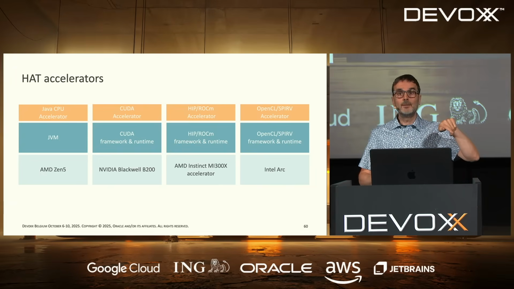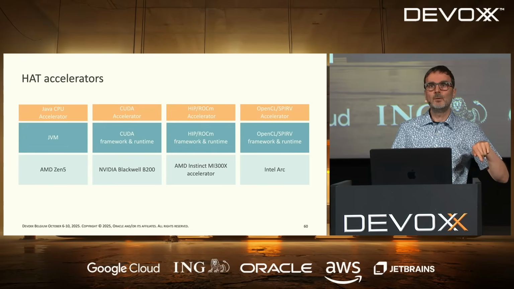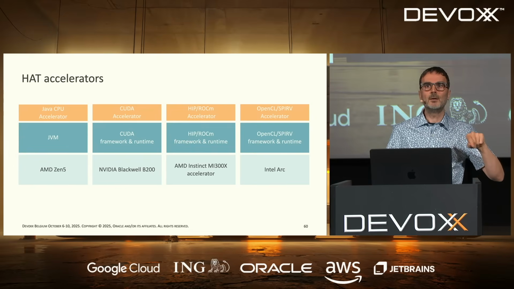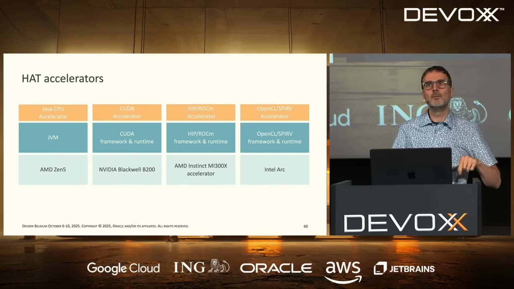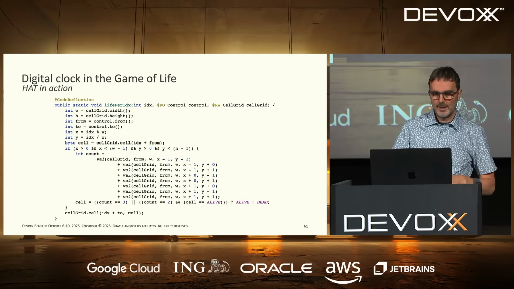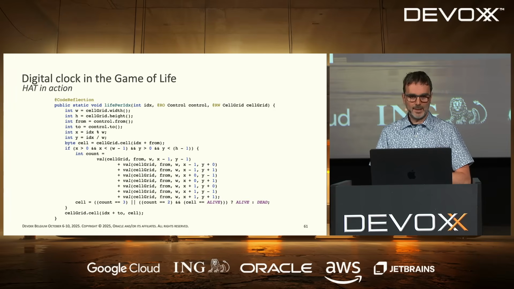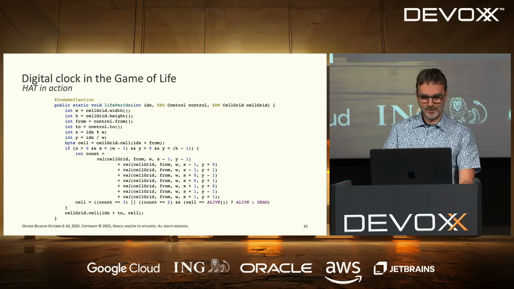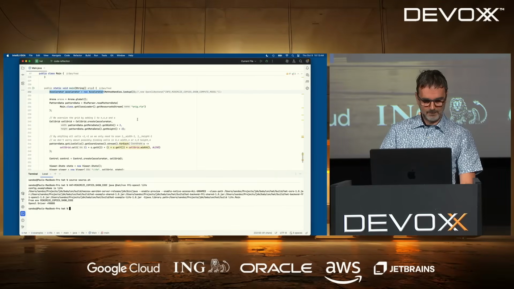AMD CPUs. Zen 5 is a really excellent CPU. If you do it just right, this can crank out a bunch. It can really compute very efficiently. Here's an example of a HAT showing the game of life. I want to show this because I really want to show it on the big screen. All right.